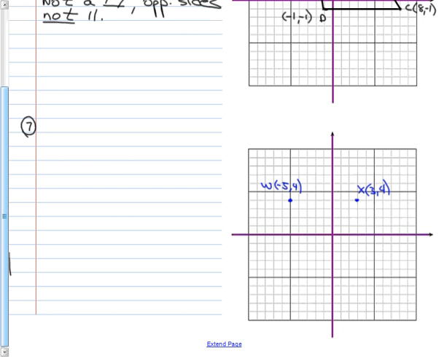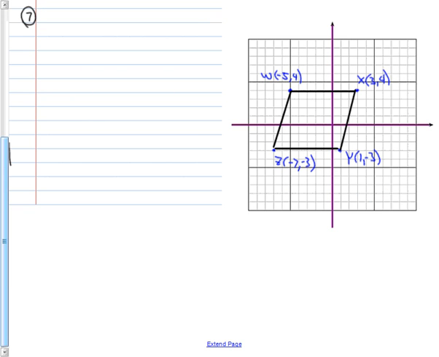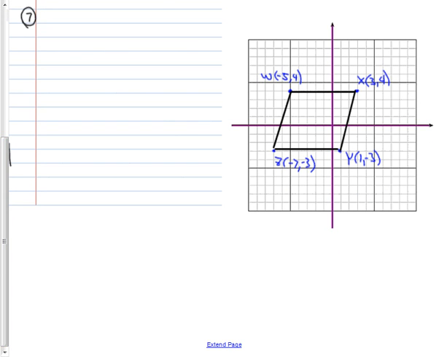Y, 1, -3. Z, -7, -3. When you draw this one, what do you think it's going to be? A parallelogram or not? That's the question. Sure looks like it, doesn't it?